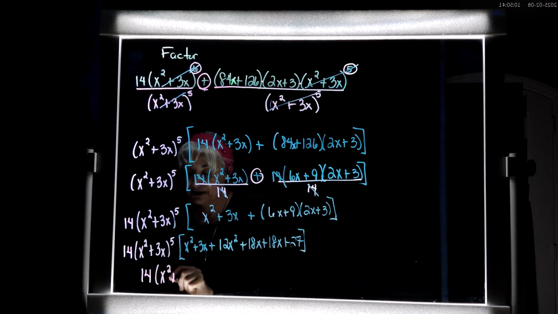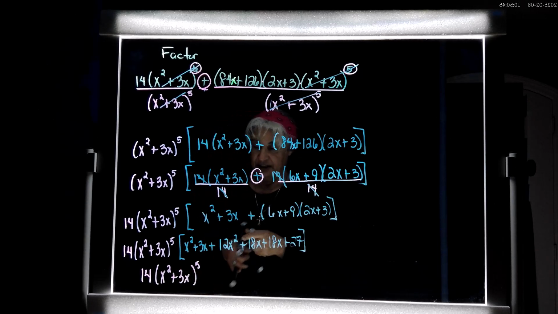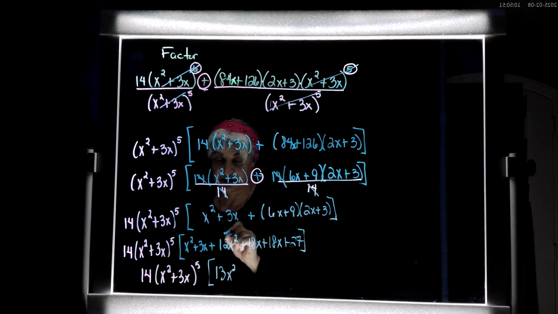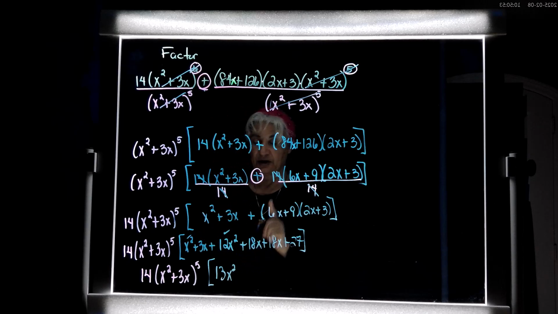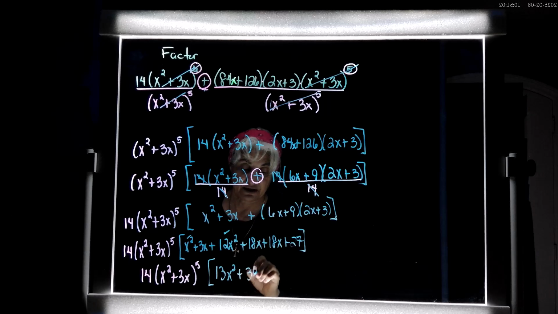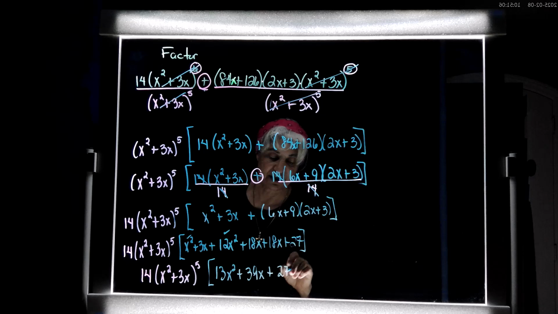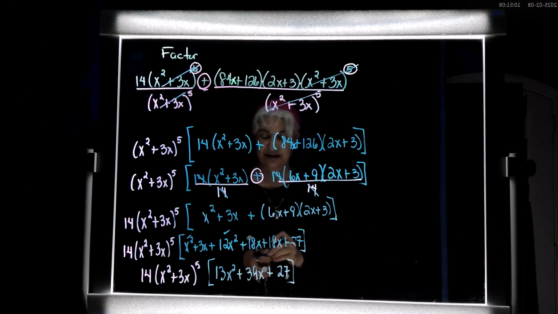So, x squared plus 3x, the power of 5. Let's see what we have in the brackets. That's 13x squared, right? That takes care of this one and this one. So we have 3x and 18 and 18x. So what do you get? Good. I hear 39x. Excellent. Plus 27. Good. Well done.